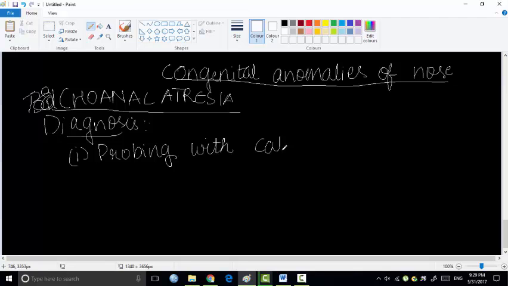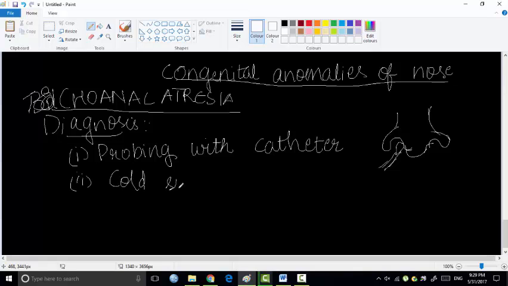So I think you have got what probing with a catheter is. Here, if this is the nose, right? So you will be probing it with a catheter to see whether it is patent or not, whether it is free or not. If there is some obstruction, then that probe or catheter cannot pass through it. That is the first test. And the other one is the cold spatula test.